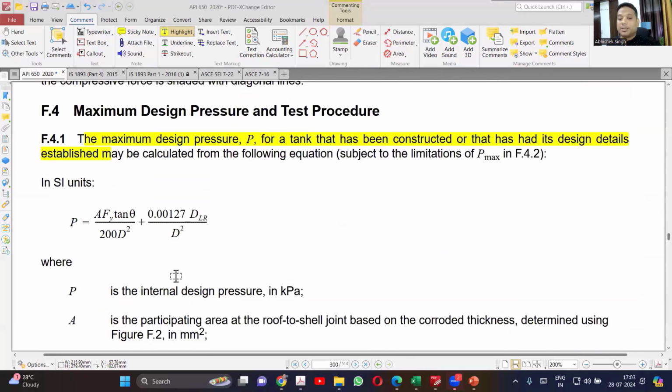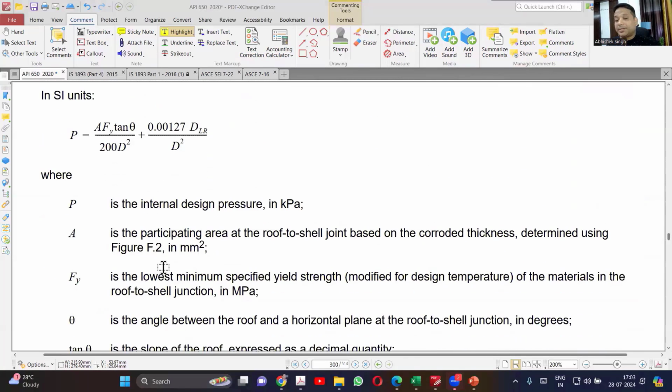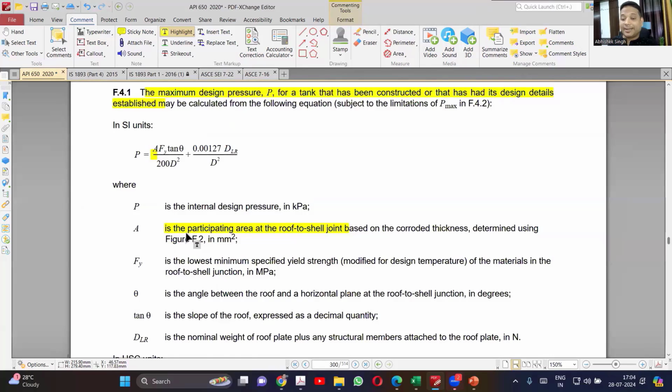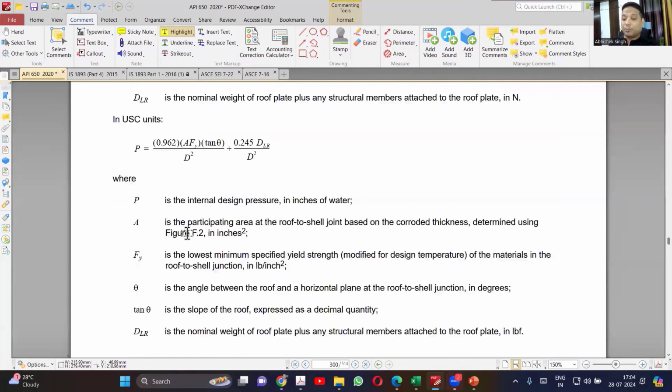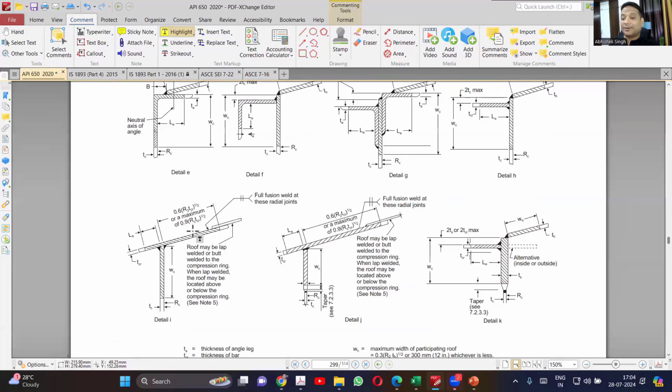Got it? So you'll be calculating the maximum pressure, and if you see, it depends upon A. Other factors are definitely like weight and the diameter, theta. One parameter is A. A is what? It's the participating area between roof to shell joint. So all your calculation depends upon that. What is the participating area? How is the participating area calculated?